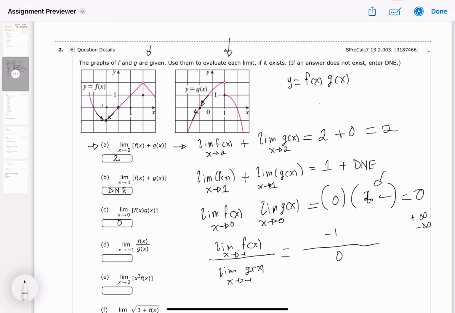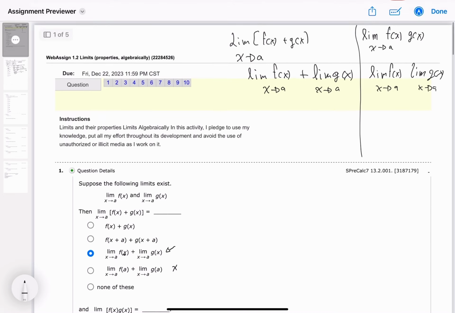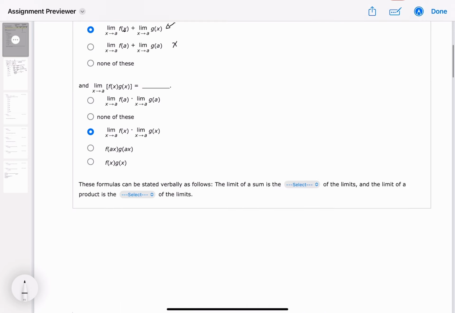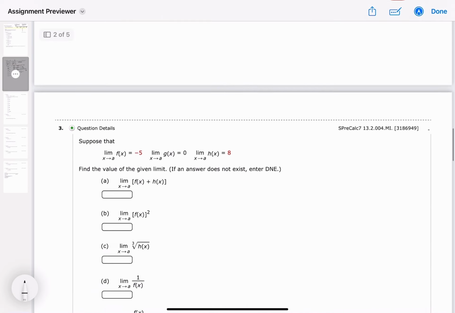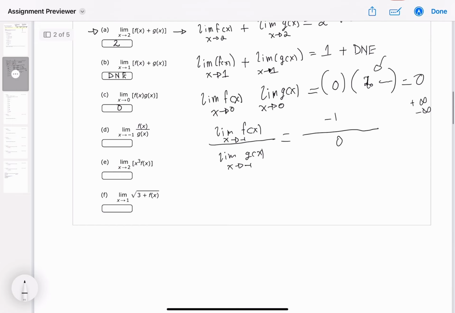But for this particular activity, we are not doing limits at infinity, so we have to write DNE, does not exist. If we really want to find this limit, this would be something going to positive or negative infinity, but that is out of the scope of this particular activity, so you just have to write DNE. That is okay for this one.